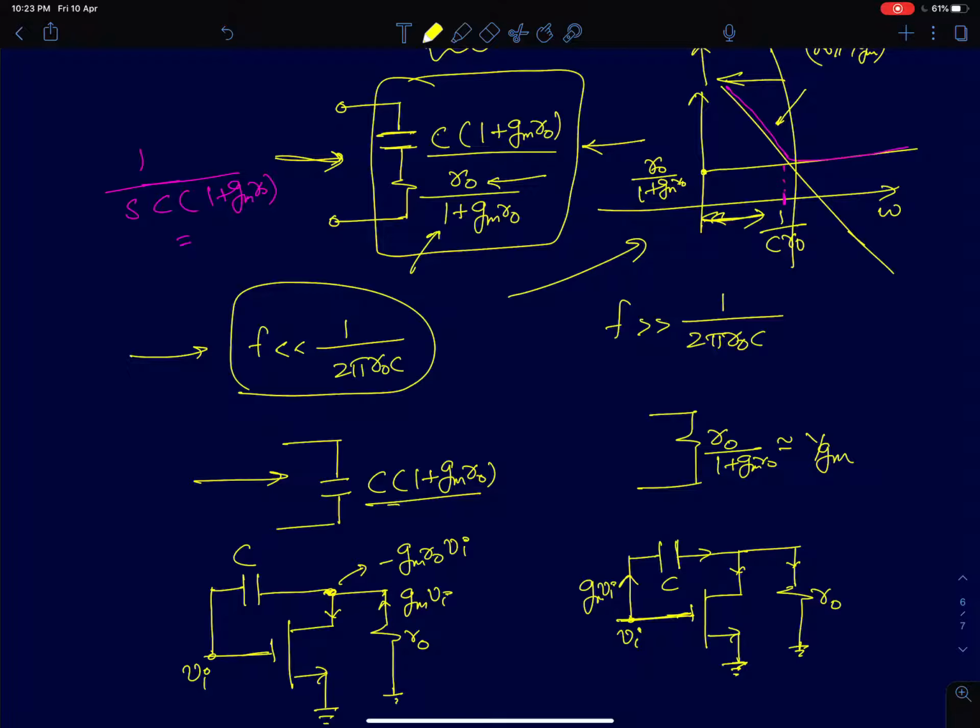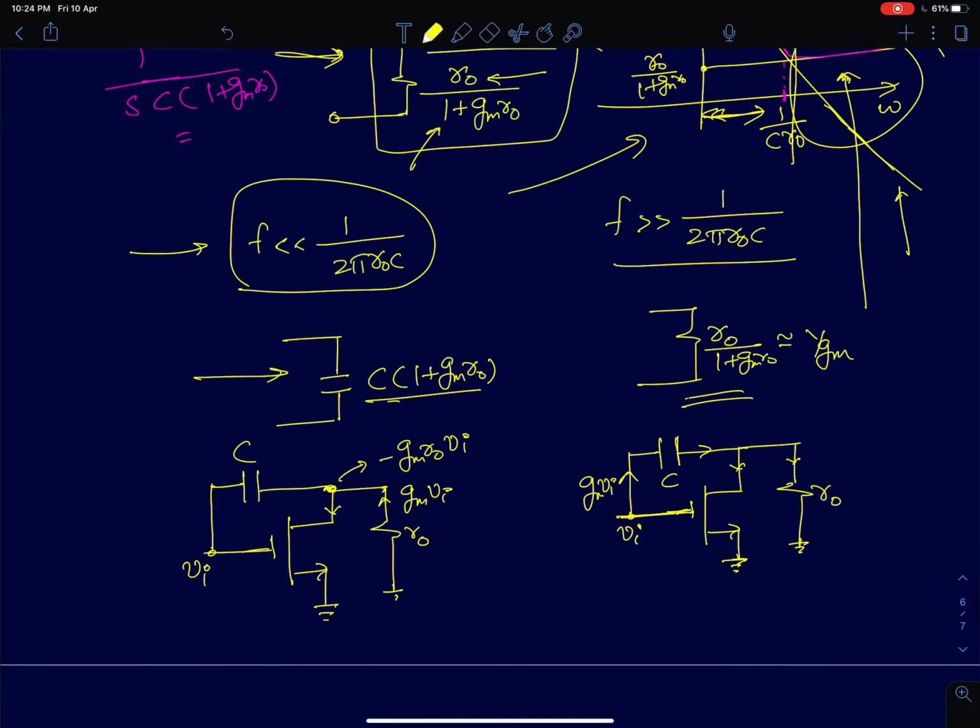At frequencies much greater than 1 by 2 pi R naught C, which is at very high frequencies, you are going to see a resistance of value, because if you look at this figure, it's just going to behave like a resistor. The capacitive impedance is so small that we can ignore it at high frequencies. So then the resistor value is going to be approximately 1 by GM.